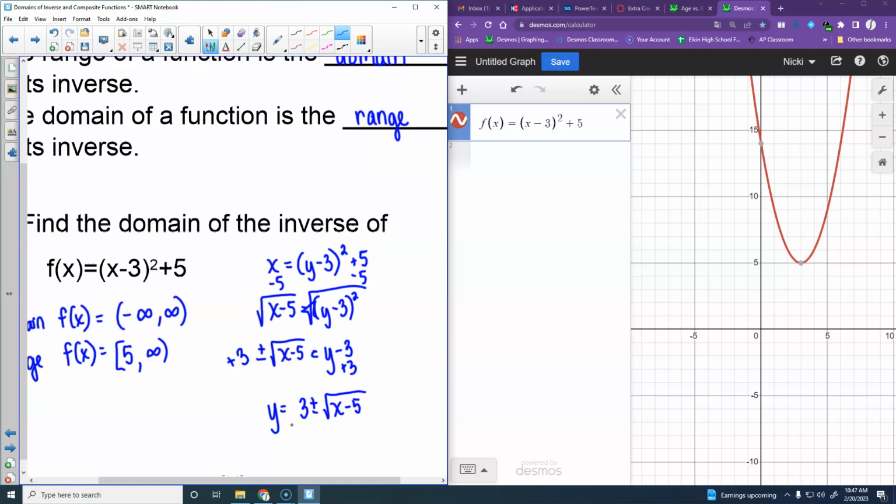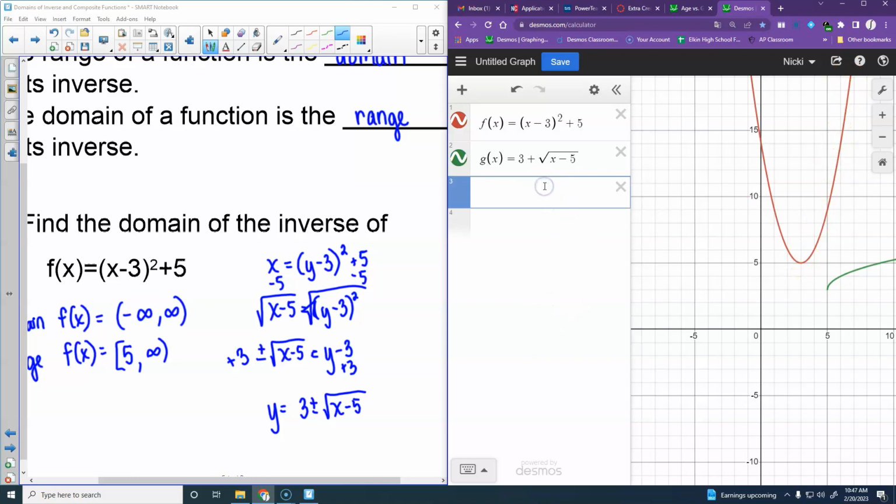Now, what we're going to see here is that this does not have a single function as its inverse, because we've got this plus or minus right here. If I graph, I'm going to call it g of x, 3 plus the square root of x minus 5, notice I only get this portion of the graph, and I would have to do an extra one, 3 minus the square root of x minus 5.